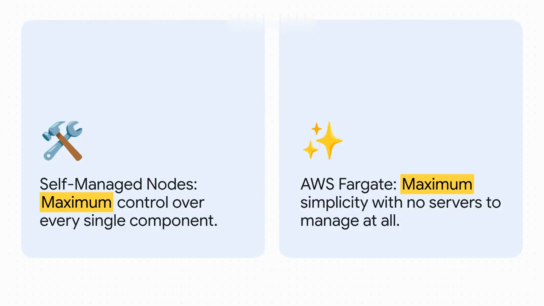And I want you to think about this not just as 3 separate boxes, but more like a spectrum. On one end, you have the absolute total control of self-managed nodes. On the complete other end, you have the effortless simplicity of Fargate. And sitting right there in the middle, you've got that balanced approach with managed node groups. Just understanding where your needs fall on this spectrum is the first step to making the right call.